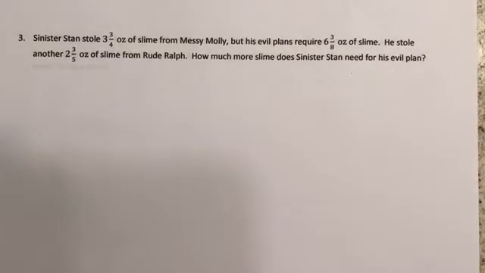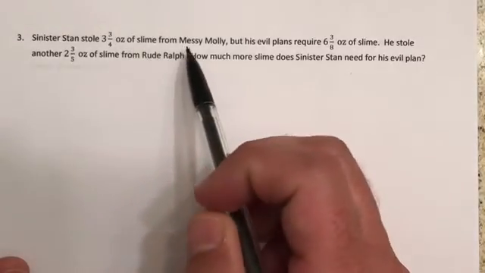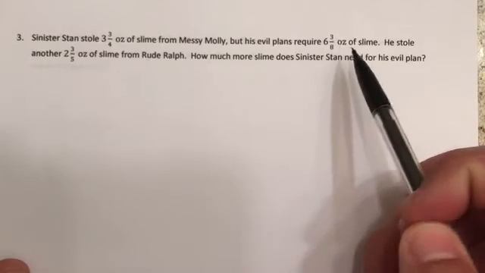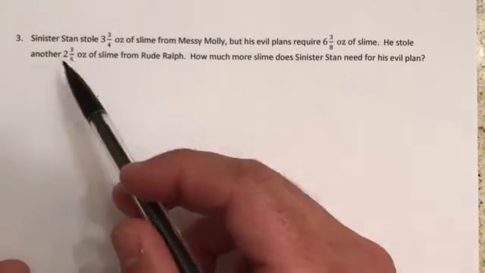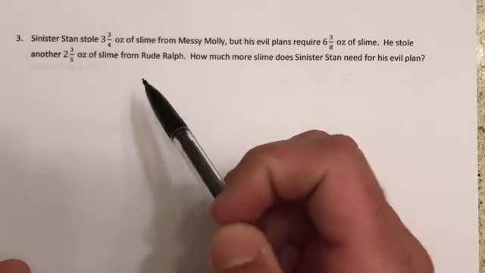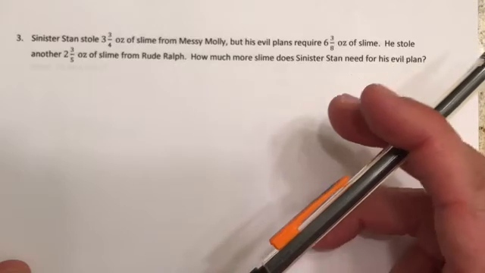All right, everyone. This is number 3 of the same lesson, lesson 15. This is kind of a Halloween themed one, I think. It says, Sinister Stan stole 3 3/4 of an ounce of slime from Messy Molly, but his evil plan requires 6 3/8 ounces of slime. He stole another 2 3/5 of an ounce of slime from Rude Ralph. How much more slime does Sinister Stan need for his evil plan?